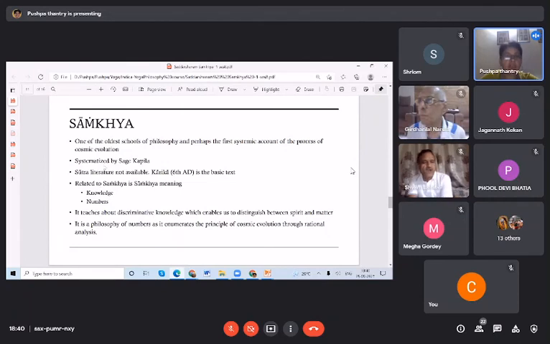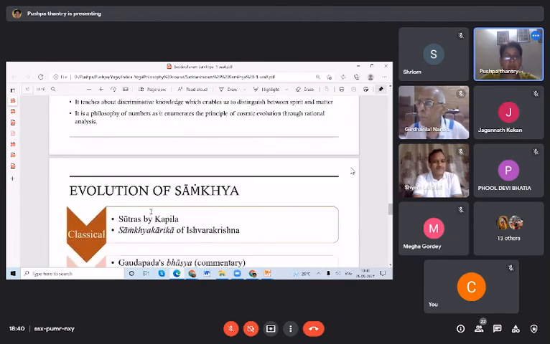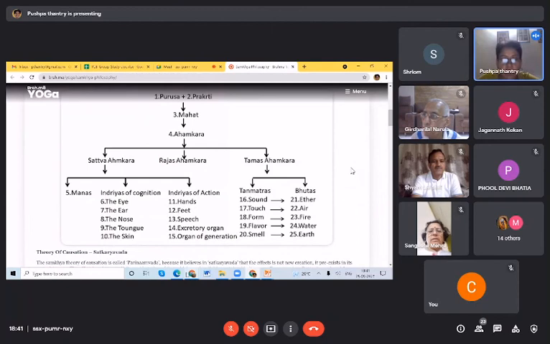and the founder is Sage Kapila. Sankhya, as the name itself says, is the numbers, and it talks about the different elements. Okay, so here I will not go into this detail. What I thought was an interesting interpretation, which is again good from the exam point of view, was this. Sankhya mainly talks about the Purusha and the Prakriti.